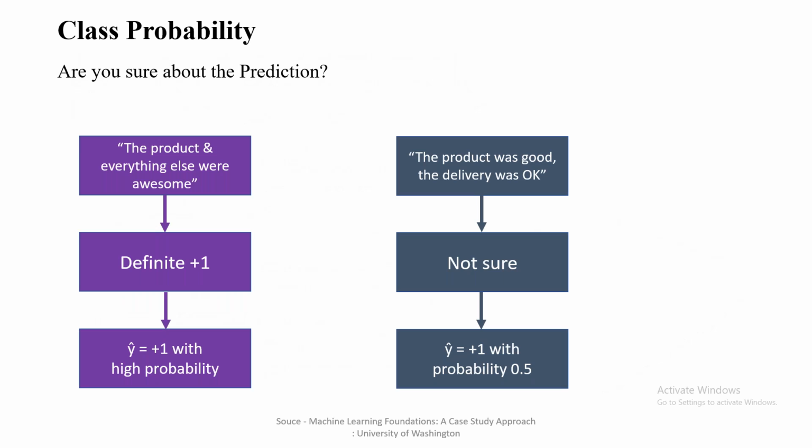So far I have been using the score value, and if the score is greater than 0, it will be +1. If the score is less than 0, it will be -1, that is a negative review. But how sure are we about the prediction, right? Generally, whenever we do classification problems, we do not predict the labels, we predict the probability. With how much probability? For example, let's say there is an example: the product and everything else were awesome, right? So this is a definite positive review.